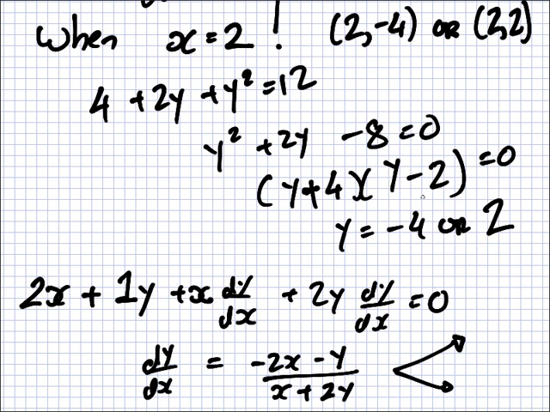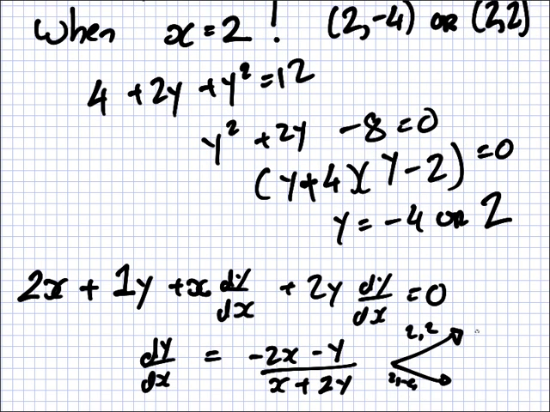So let's see, I'll put in (2, 2) first, it'll be easier. So (2, 2) first, and then (2, minus 4). That would be minus 4 minus 2, which is minus 6, over 2 plus 4. Did I do that right? Minus 4 minus 2 is minus 6. 2 plus 4 is 6. Minus 6 over 6 is minus 1.